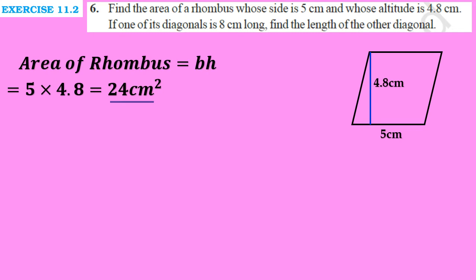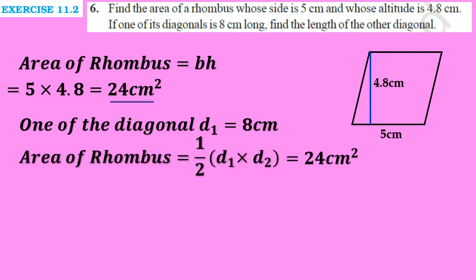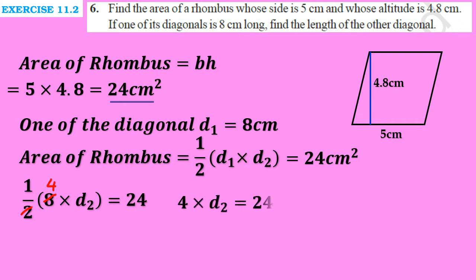Now we got the area, and if one of the diagonals, say D1, is 8 centimeter, again we will apply the formula to find the area of the rhombus in another way. That is half D1 D2, which is equal to 24. In that D1 is given. So substitute the value and find D2. So what will be D2? D2 equal to 24 by 4, that is 6 centimeter.